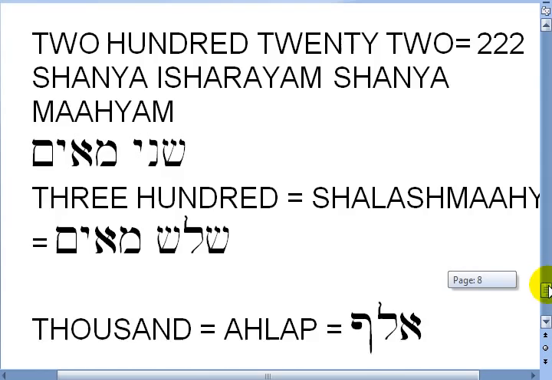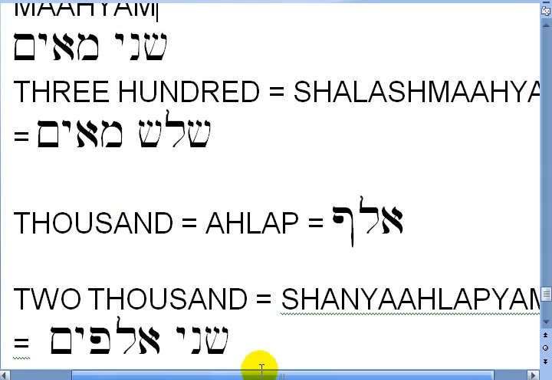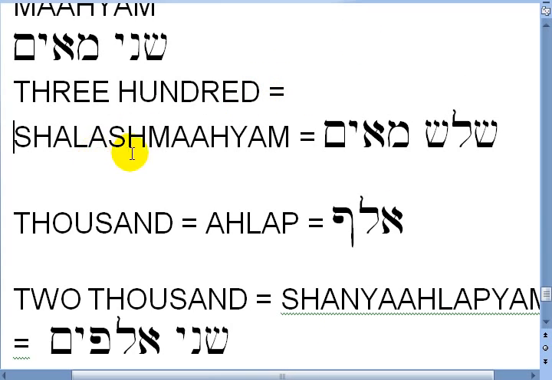All right. Then the same thing, you keep doing the same thing. 300 is, as you see here, Shalash Ma'ayam. Shalash is 3. Ma'ayam is 100. All right. 1,000 is Alap. That's when you get into 1,000.